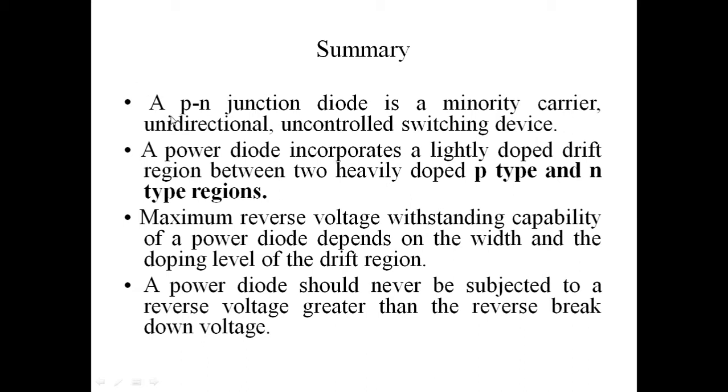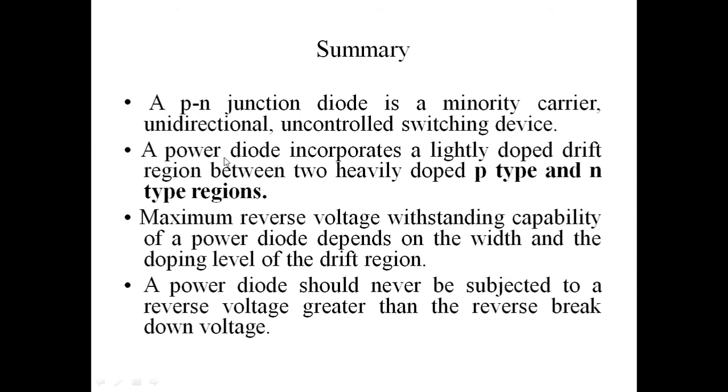The first point is the PN junction diode is a minority carrier, unidirectional, uncontrolled switching device. So what is a diode? A diode is basically an uncontrolled device in which you find minority carriers and majority carriers. What is the meaning of uncontrolled? That means whatever input you give to the diode, accordingly you get the output. There is no gate terminal, so you are not allowed to control your output by changing the pulse or anything else. Whatever the input subjected to the PN diode, accordingly you get the output. That is nothing but the PN junction diode, the normal diode.